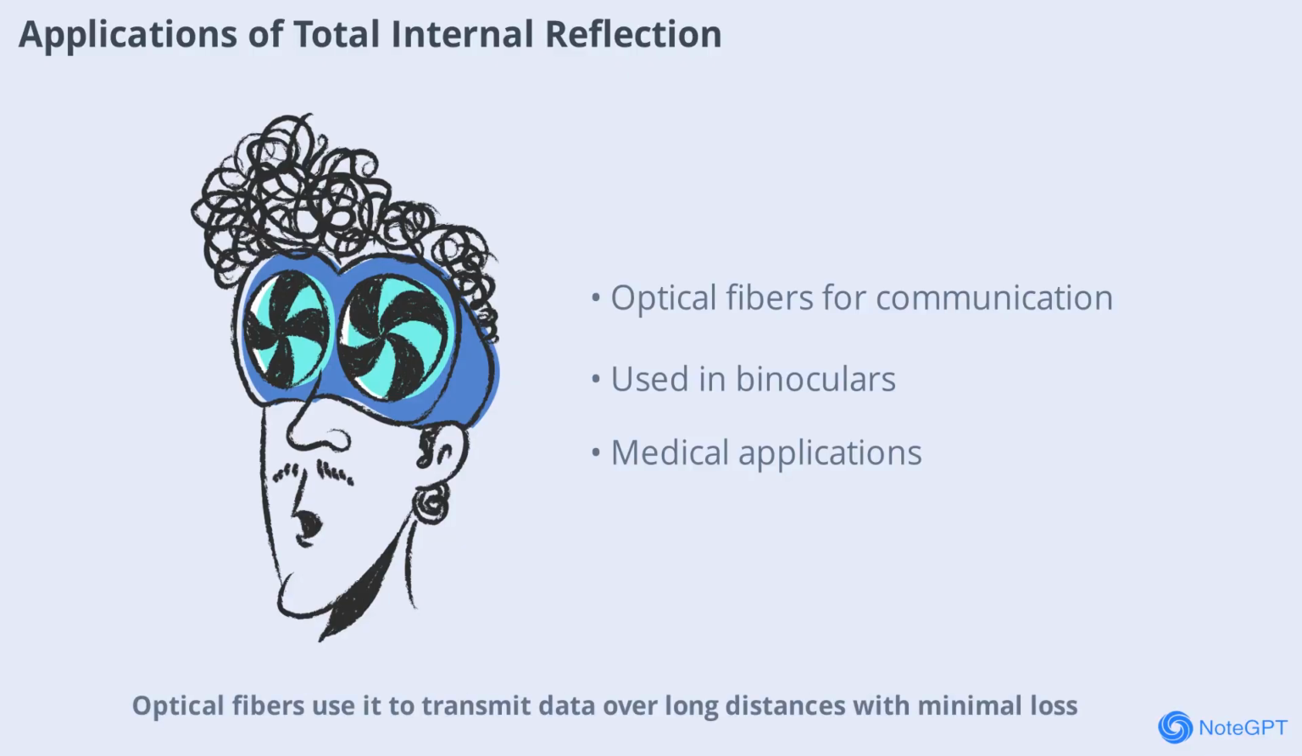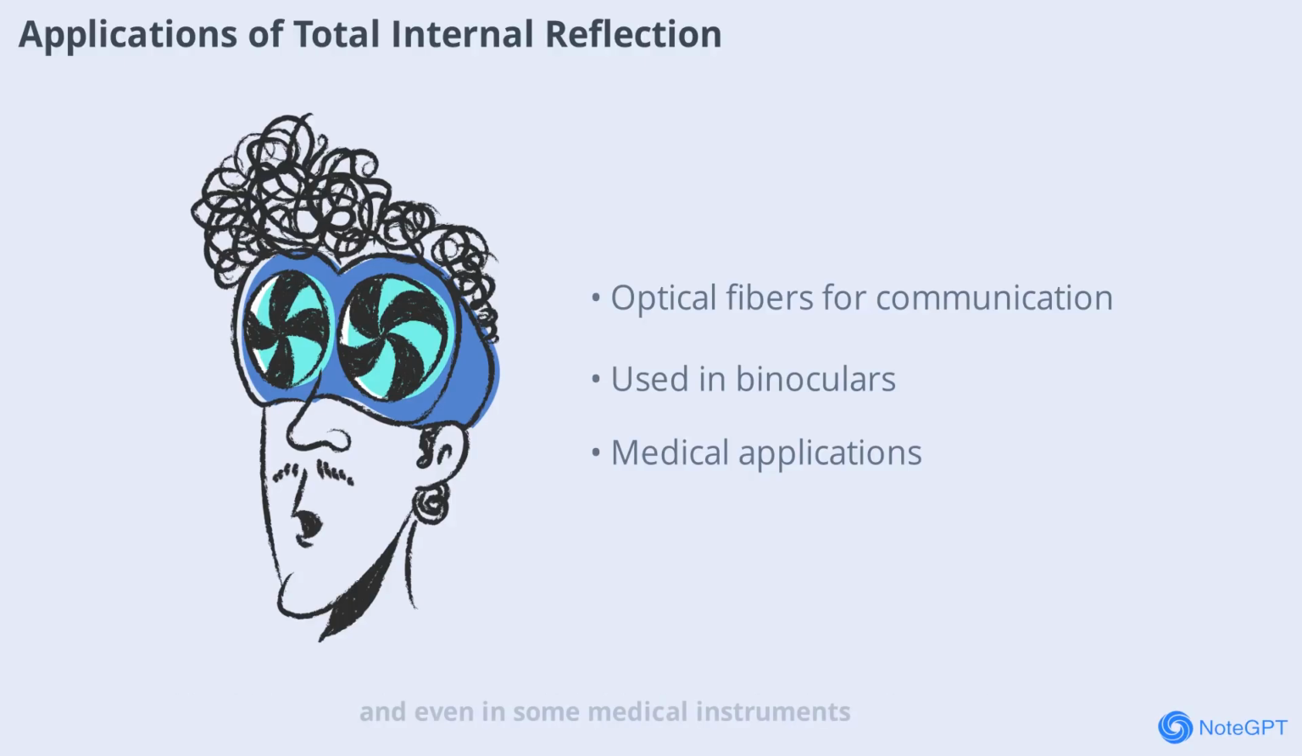Optical fibers use it to transmit data over long distances with minimal loss, making high-speed internet possible. It's also used in binoculars, periscopes, and even in some medical instruments. Understanding this principle helps us see how light can be controlled and directed efficiently.